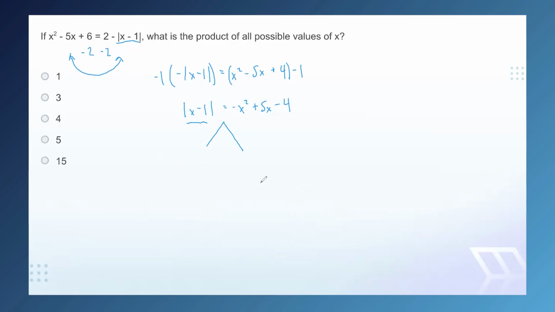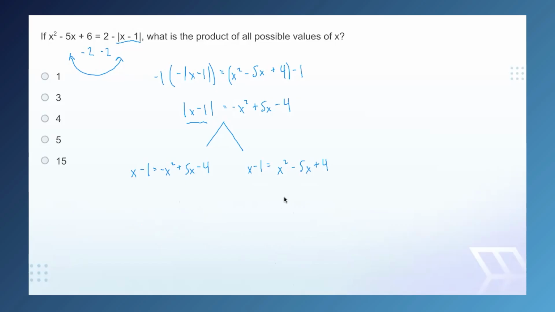Now, fortunately, equations are a little bit simpler to deal with than inequalities since we don't need to flip a sign. So our first equation is just going to drop the absolute value. So x minus 1 equals negative x squared plus 5x minus 4. And our second equation is going to drop the absolute value and then make everything on the other side negative. So multiply by -1. So negative x squared becomes positive x squared, positive 5x becomes negative 5x, and -4 becomes positive 4.